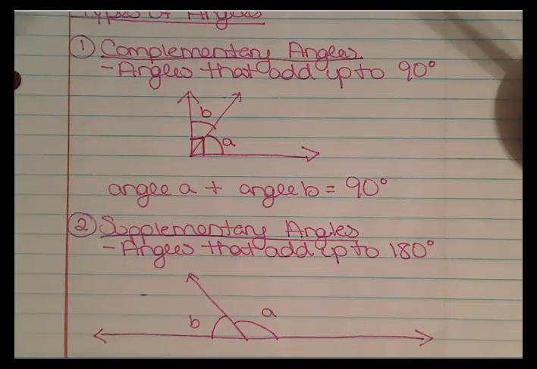The second type of angles that you can have are known as supplementary angles. Those are angles that add up to 180 degrees. So 180 degrees is a straight line. So notice we have angle A and then angle B. And if we add those up, we get 180 degrees, which is a straight line. And I'll write that beneath there.